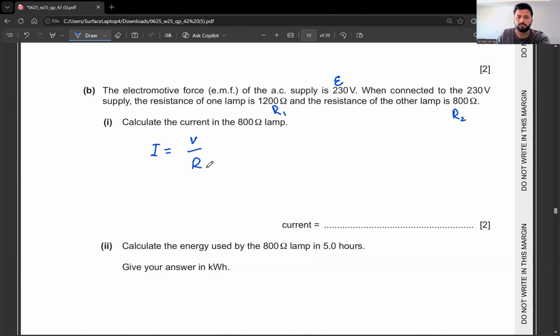Here, this is a parallel circuit, and in the parallel circuit, voltage across each component, like lamps, is the same. The voltage in the parallel combination is the same, that is 230. And which lamp? Whose resistance is 800 ohm. So when you calculate, that will be 0.29. What is unit of current? Ampere.